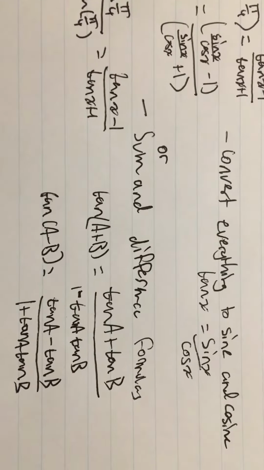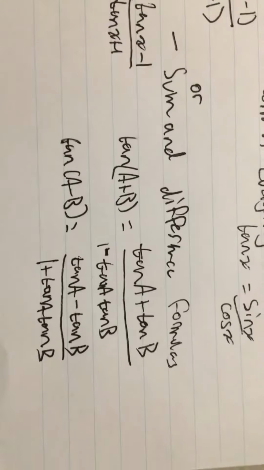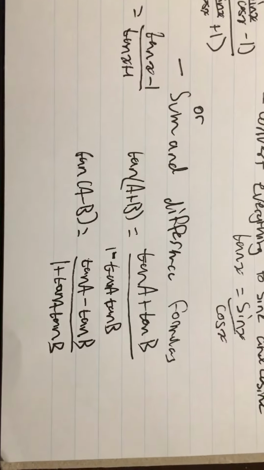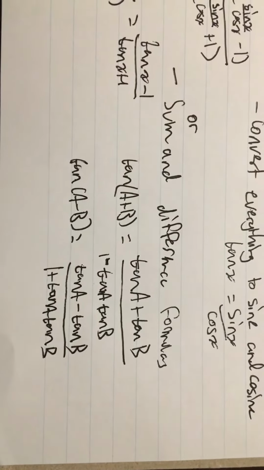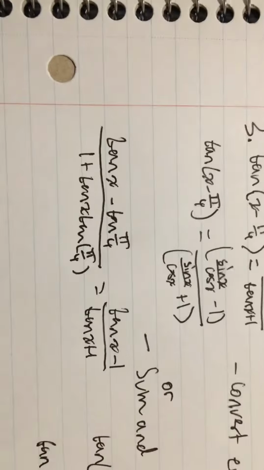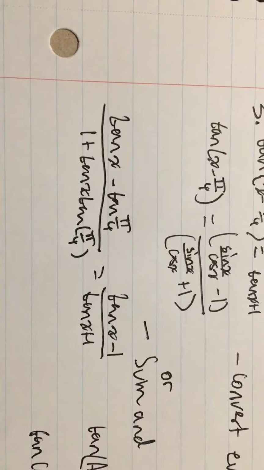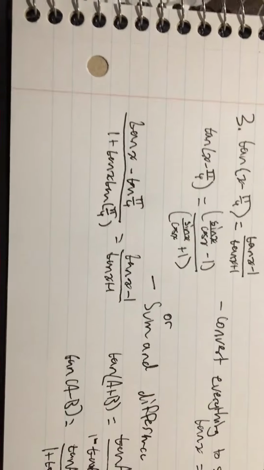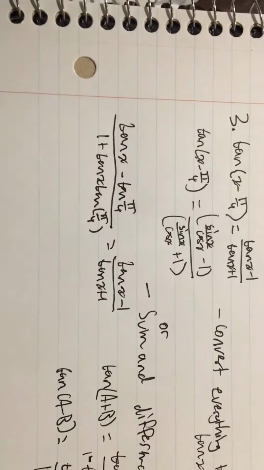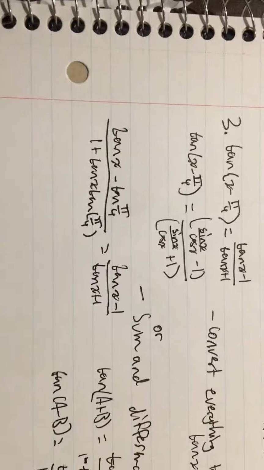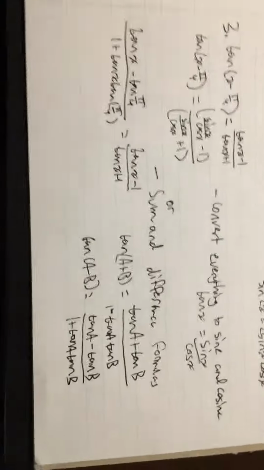And then another first step you could do would be using the sum and difference formulas. Because tangent of a minus b equals tangent of a minus tangent of b over 1 plus tangent of a times tangent of b, you could convert the entire left side from tangent of x minus pi over 4 to tangent of x minus tangent of pi over 4 over 1 plus tangent x times tangent of pi over 4.